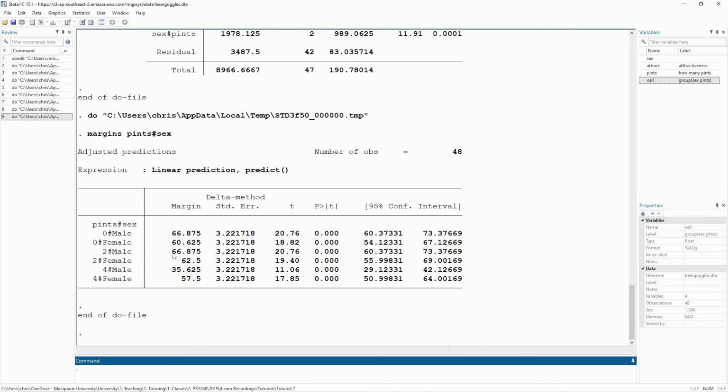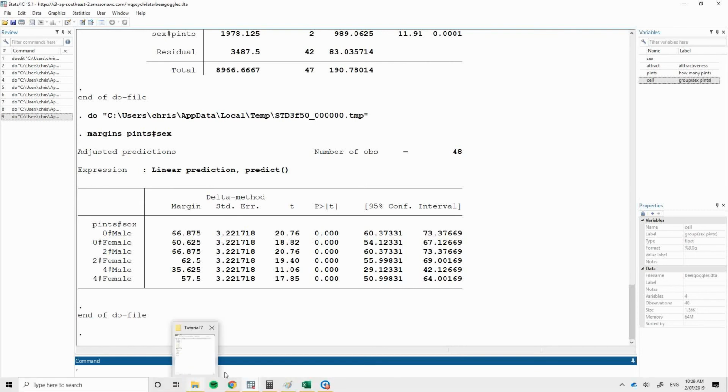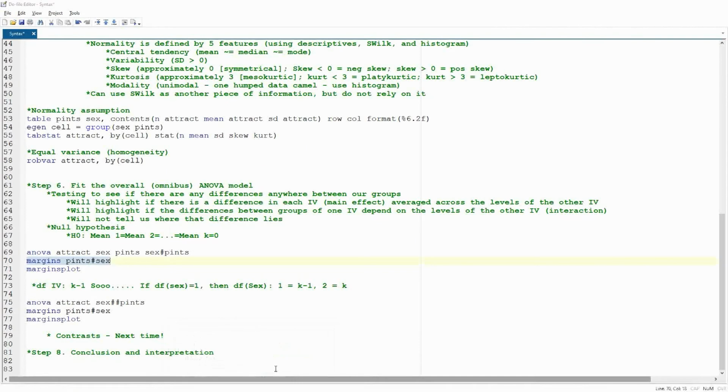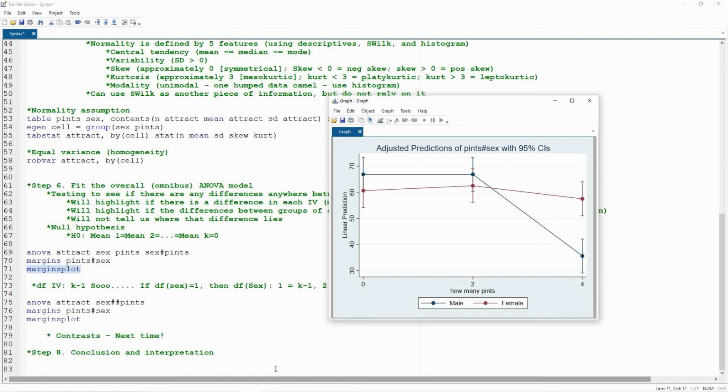Now for us, we already know what these are. This isn't too interesting. But what we can do with this is then run another post estimation, and this has to follow the margins command. And this is marginsplot, and it produces a nice graph of the interaction. And so what we can see by looking at this is that males and females look like they have about the same level of attractiveness, males being a little bit higher at 0 and 2 pints, but then we see this drastic change where males drop off and then become lower than females.